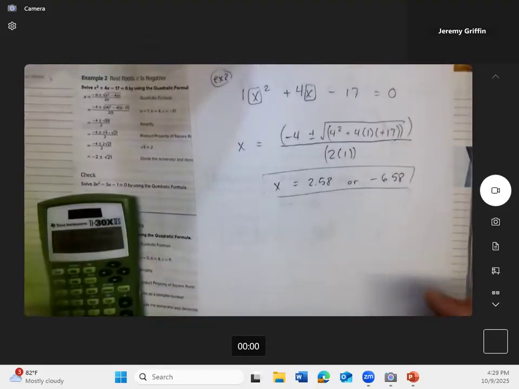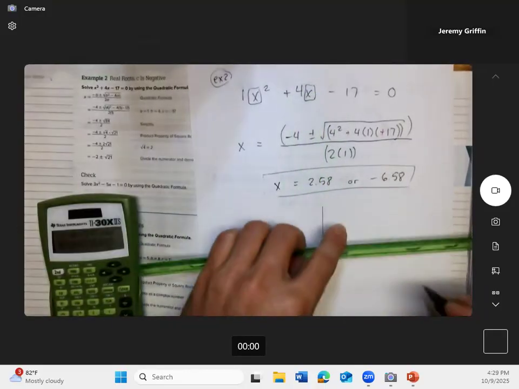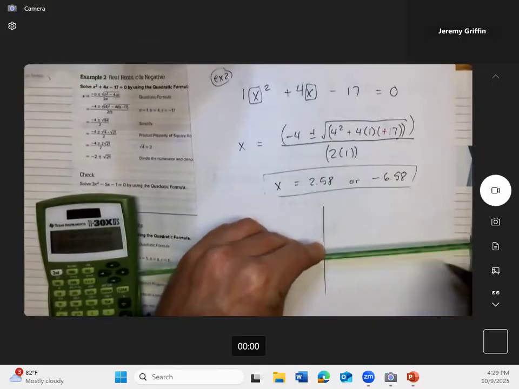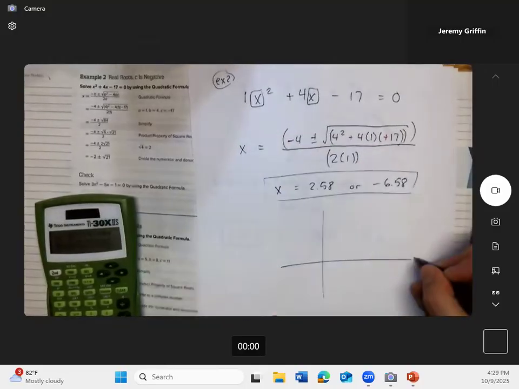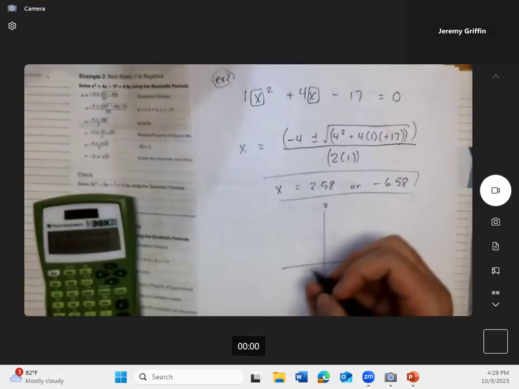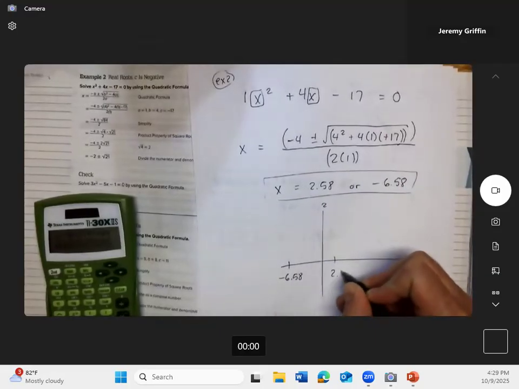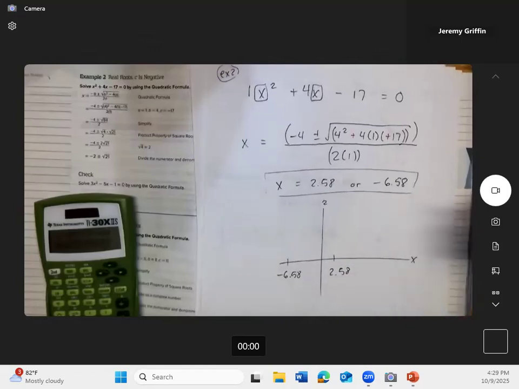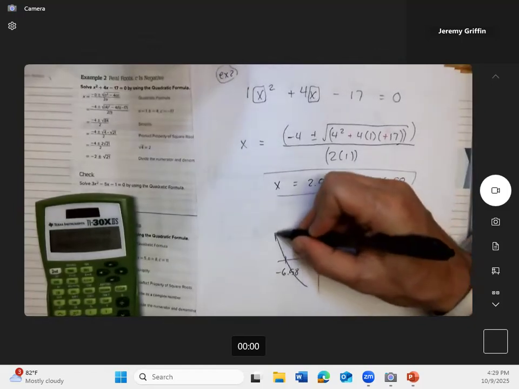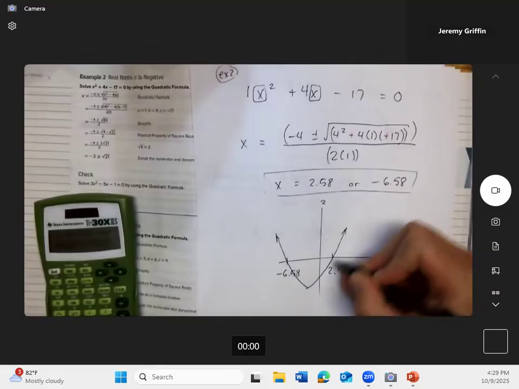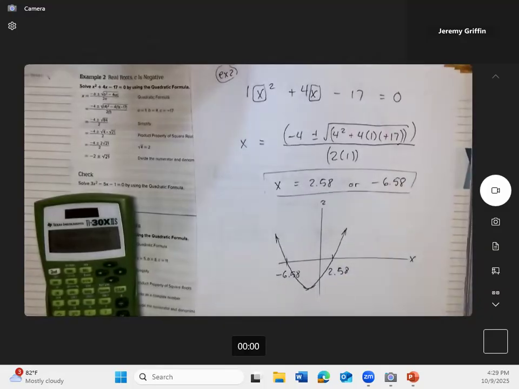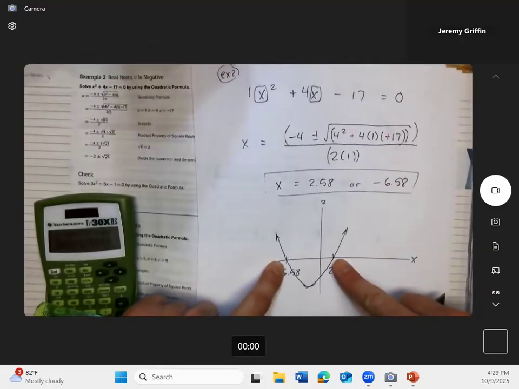So if I was graphing that, I know it's going to be an upward parabola because I have a positive on the x squared. Okay. So negative 6.58 might be here, 2.58 might be about here. I'm just kind of eyeballing it. And then you have a parabola that basically does this. So that'd be your parabola. Okay? And that equal to 0. That's the two places to cross it.